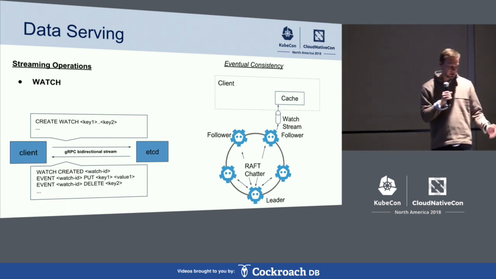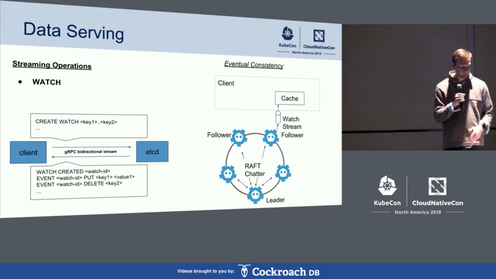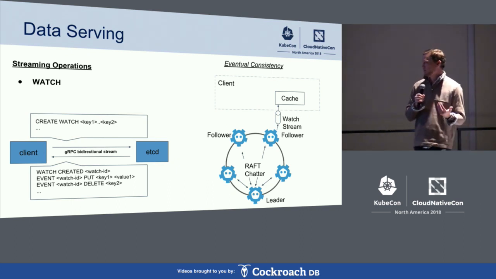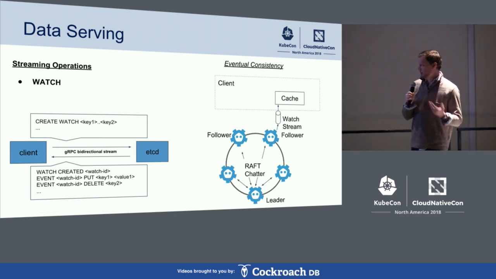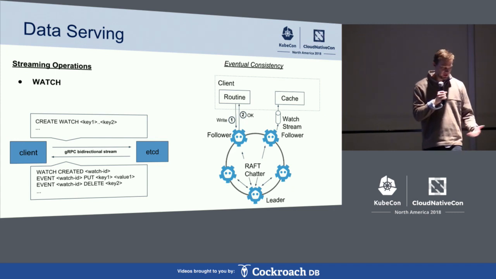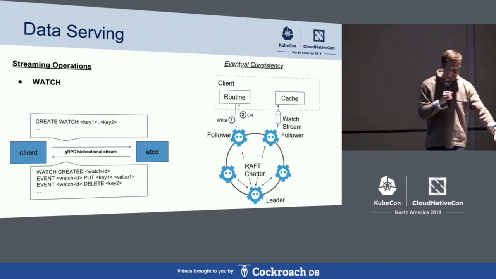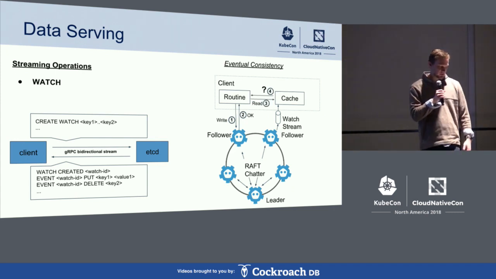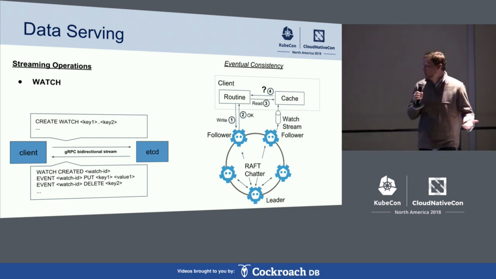So just to follow through with that example, say we have a client, that client has a cache, and we've configured that cache to be updated using a watch from etcd on a particular member. But then if we were to, again, perform a write to a different member and receive an acknowledgement that that write's been completed, if we go to our cache, are we guaranteed to see that write?